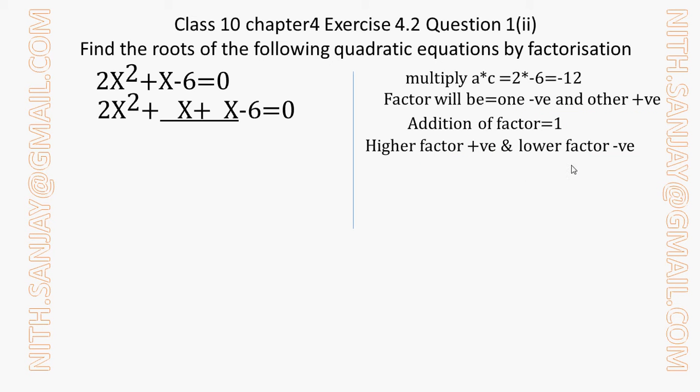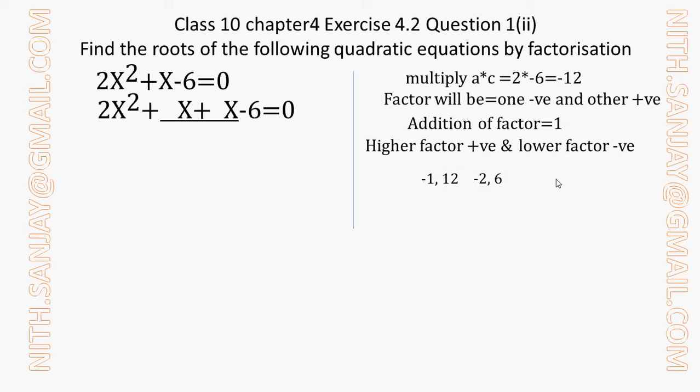Now we will start listing the factors of 12. The first is minus 1 and 12. Minus is the lower number which we have got from this condition, and 12 is the positive, higher number. So I have taken minus 1 as negative and 12 as positive. But these two numbers are not satisfying this condition, because their addition comes out to be plus 11. So I will reject these numbers.